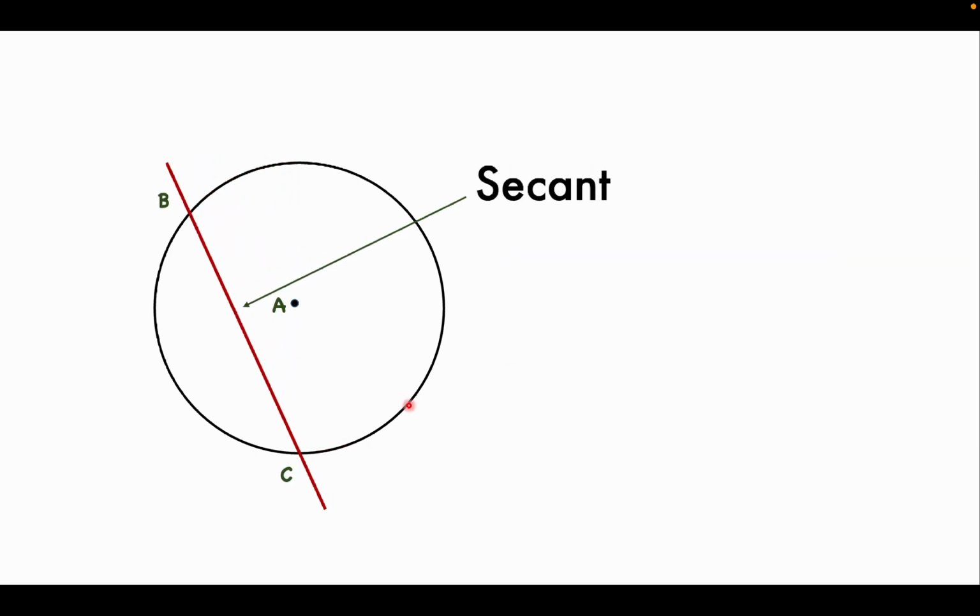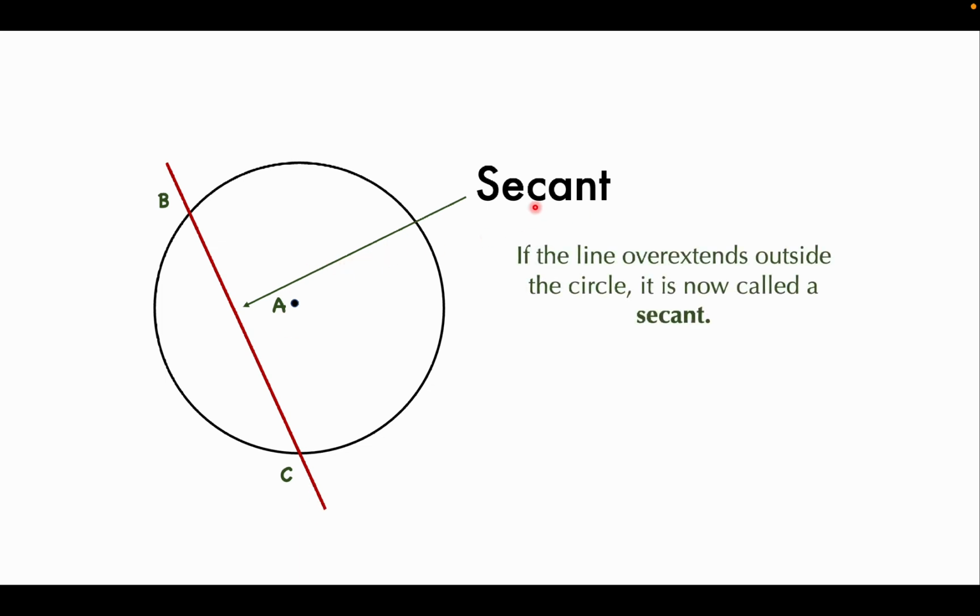Now, what if the line overextends? So, the line overextends, hindi na siya lying on the points or on the circumference lang, lumampas siya. So, it went over and beyond, and this is now what we call a secant. A secant. If the line overextends outside the circle, it is now called a secant. Remember ha, magkaiba ang chord, magkaiba ang secant.